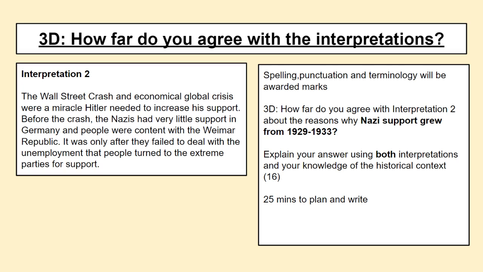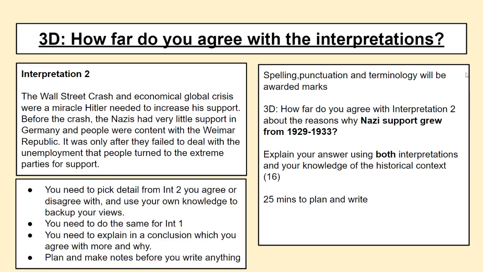And I will put the word both in bold there like I have done. That's why you need to look at both. You will drop marks if you don't, and I'll come back and show how we'll do that. You also need to show your knowledge of the historical context. So what was life like at the time? We're going to bring in detail. This is worth 16 marks, and I would strongly advise giving at least 25 minutes to plan, which is key, and then write this answer.